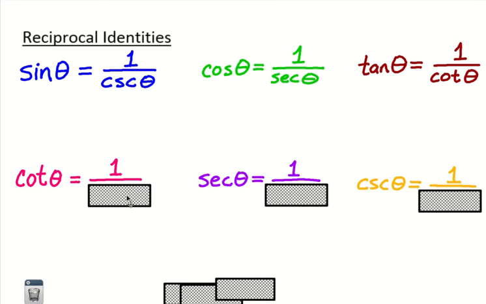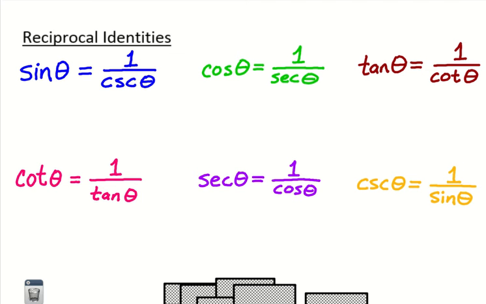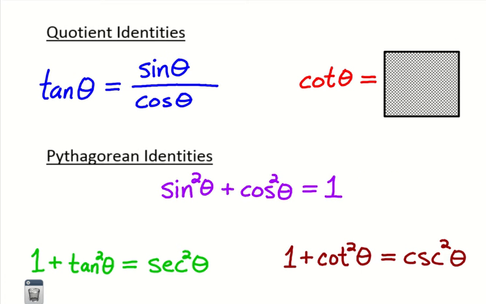Cotangent is 1 over tangent, secant is 1 over cosine, cosecant is 1 over sine. So you're going to need to pause the video if you need time to write those down. Same thing here, pause the video to give yourself a chance to write everything down, but these are called the quotient identities. I wonder why they're called the quotient identities. Because they involve a quotient.